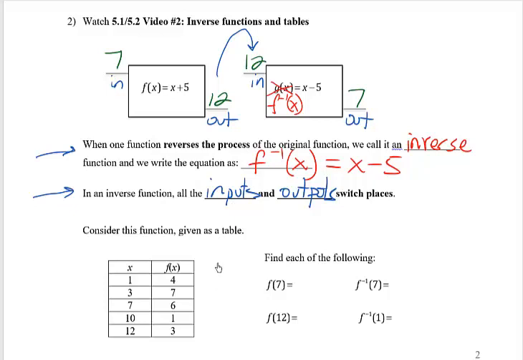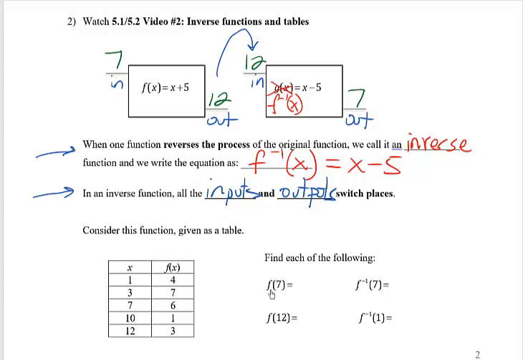And in this video, we're just going to concentrate on using tables. Here is a table of a function. I called this function f of x. I've got, of course, the x column and the output column, the y column. Let's see if we can find each of these 4 things. The first 2 over here, very, very simple. We've done this many times.